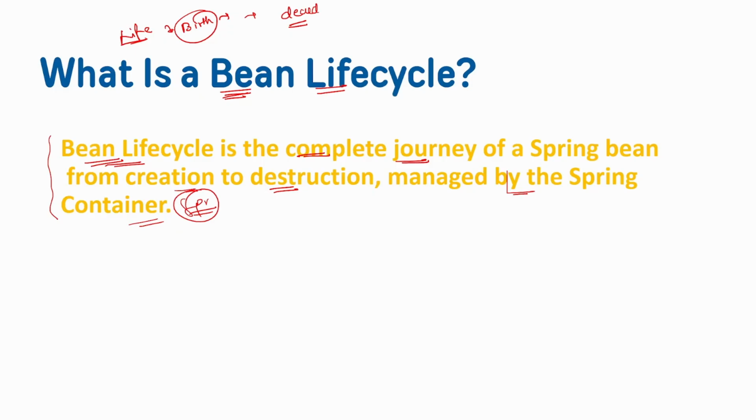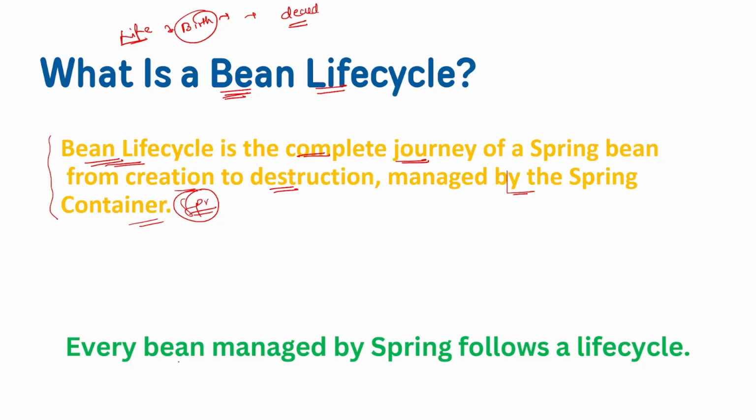Just as humans or any living being have a life cycle, a bean also has a life cycle. So what is meant by the bean life cycle? It is the complete journey of a Spring bean from creation to destruction, managed by the Spring container. Every bean managed by Spring follows a life cycle. So let's see what the life cycle of the Spring bean is.